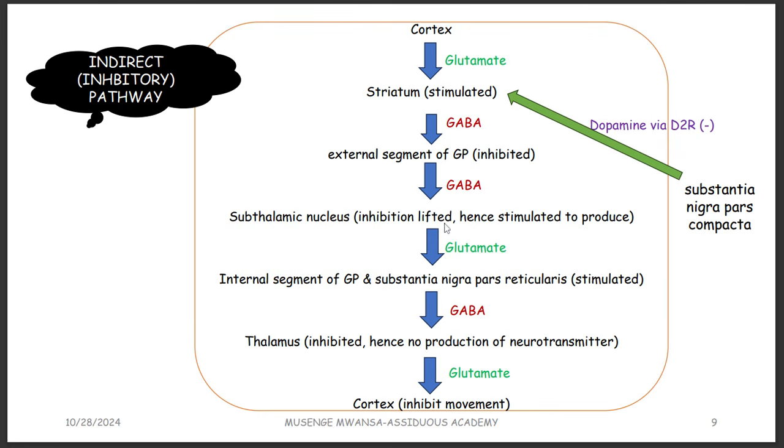This glutamate is now going to stimulate the internal segment of the globus pallidus and the substantia nigra pars reticularis, same as in the direct pathway, and because we've stimulated them, they're going to produce GABA. This GABA is going to inhibit the thalamus. Since the thalamus has been inhibited, it can't produce glutamate to excite the cortex, and so there is inhibition of movement. And you can see dopaminergic neurons from the substantia nigra pars compacta, via D2 receptors, can as well stimulate the striatum, because the D2 receptors are inhibitory in nature. So this is the indirect pathway.